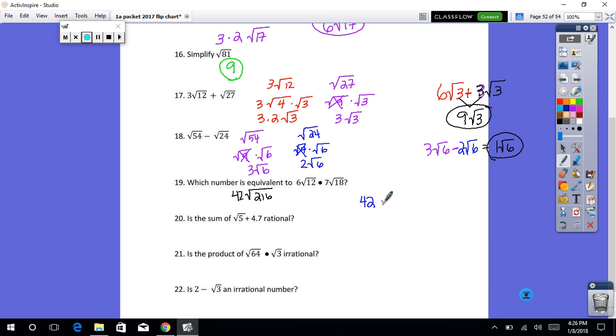And the square root of 216 can be rewritten as the square root of 36 times the square root of 6. Okay, the square root of 36 is 6. So 42 times 6, I have 252 square roots of 6.